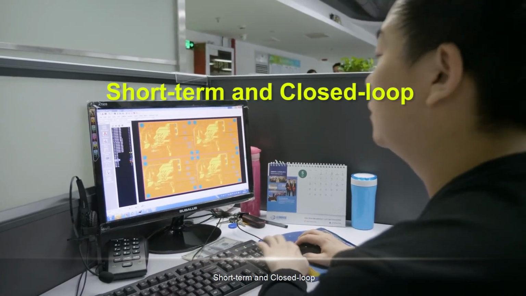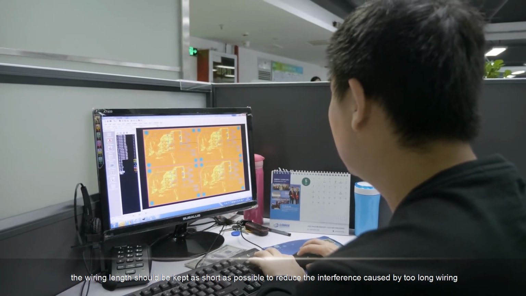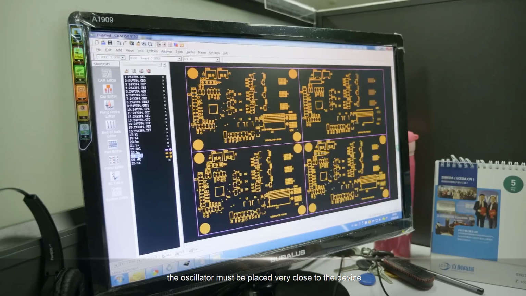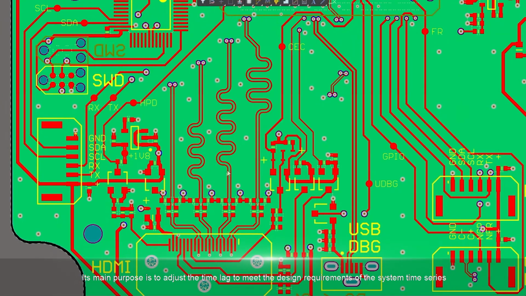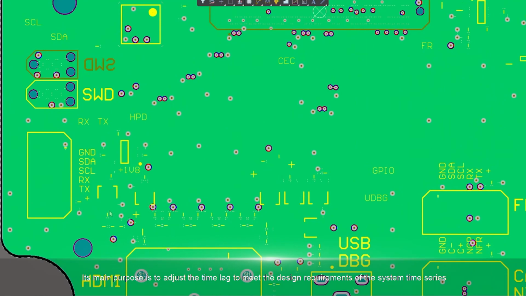2. Short-term and closed loop. When designing, the wiring length should be kept as short as possible to reduce the interference caused by too long wiring, especially for some important signal lines, such as clock lines. The oscillator must be placed very close to the device.